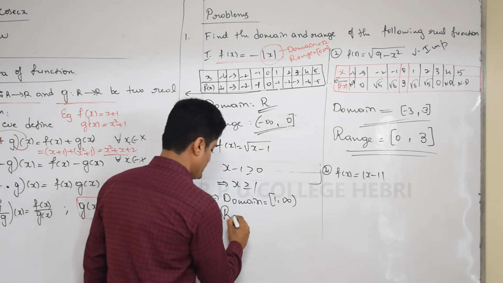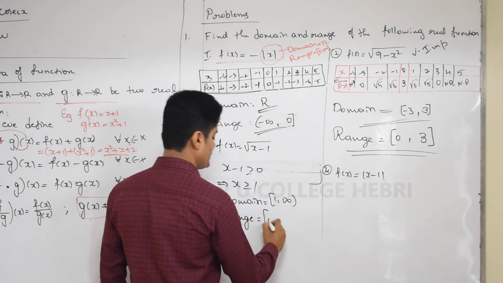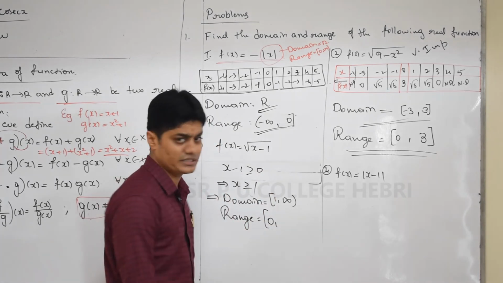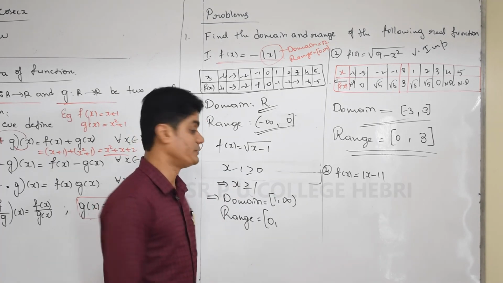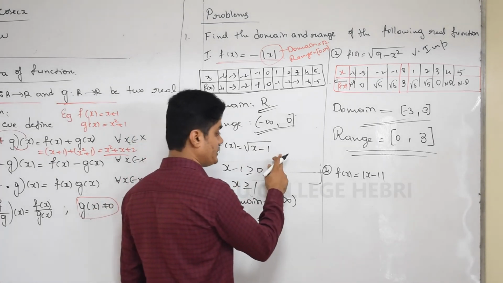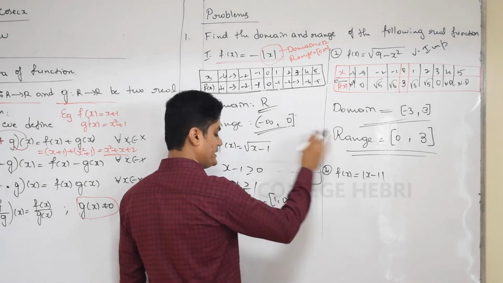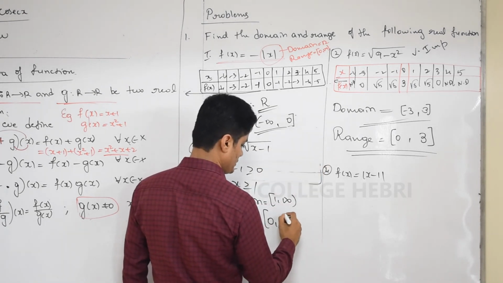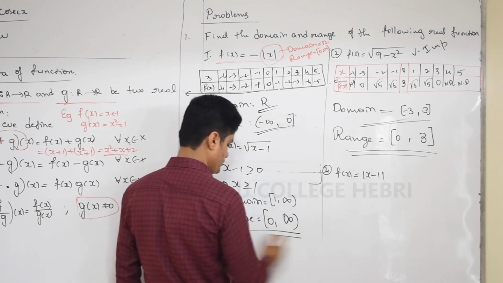Now can you tell me what is the range? So what is the minimum value? Square root of something cannot be negative, right? So it starts from 0 and it can take any number, because you put any values for x, it will give the answer. Any value you can give, so maximum is infinity. So this is the range.